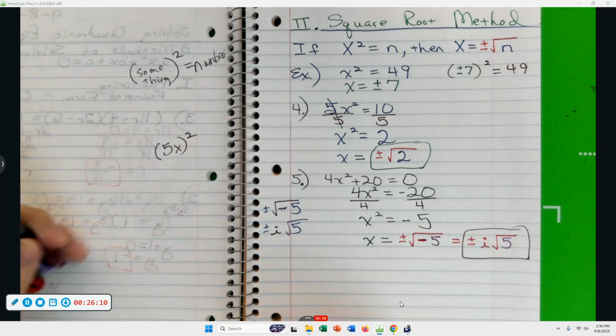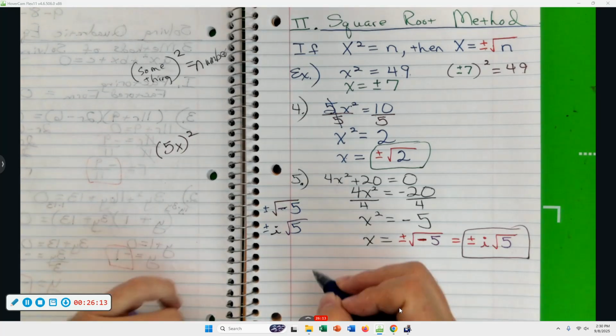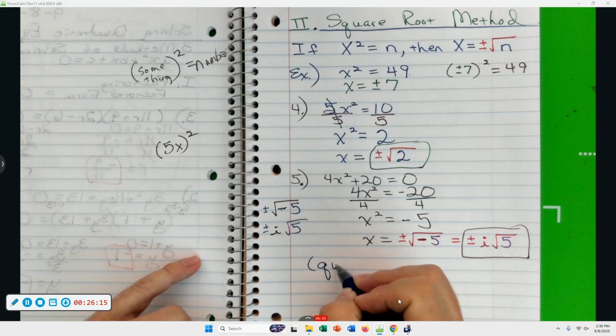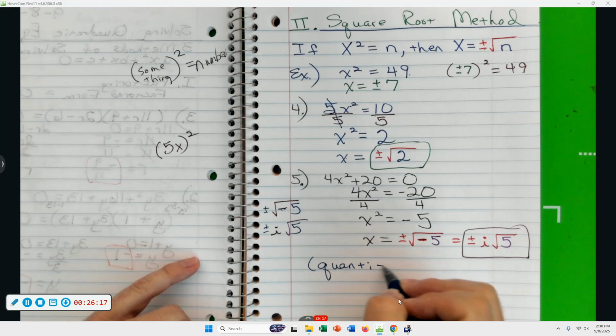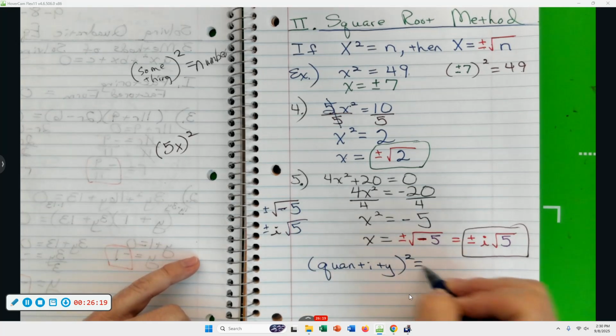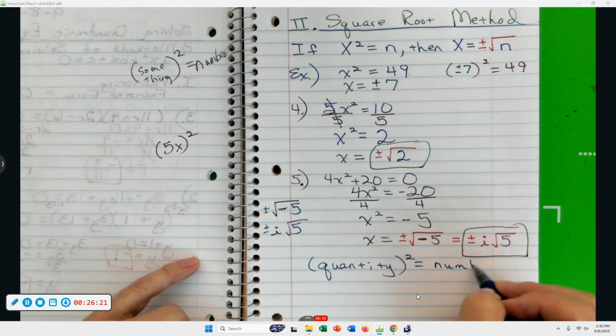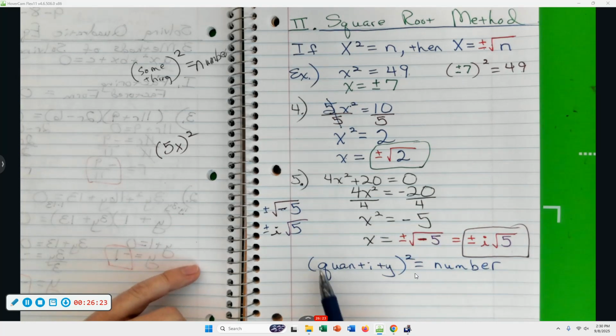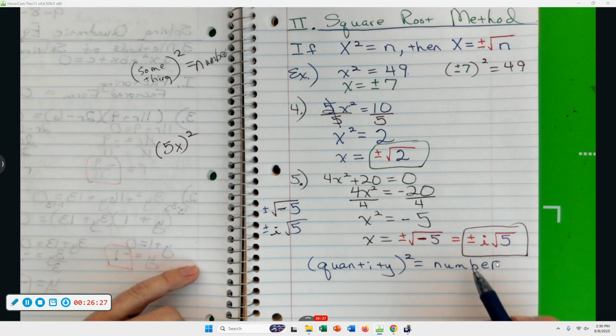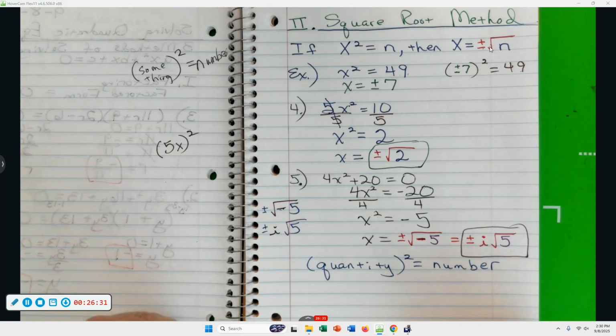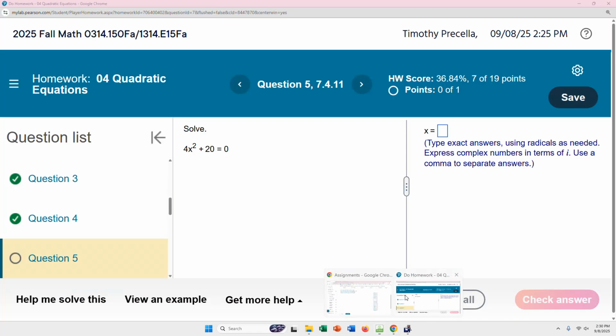As long as the equation is in the form quantity squared equals a number, that quantity could be just a variable. It may be a messy step, but as long as everything on the left side is being squared and you have just a number by itself on the right-hand side, then you can use the square root method. Did you type in that answer? Go ahead and type in that answer.